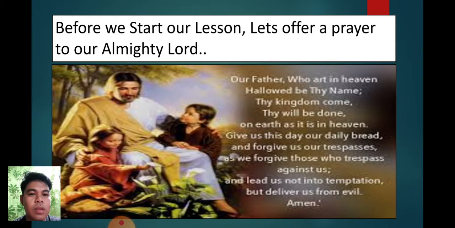Before we go to our topic, we offer our small prayer to our Almighty Lord. Our Father who art in heaven, hallowed be thy name. Thy kingdom come, thy will be done on earth as it is in heaven. Give us this day our daily bread, and forgive us our trespasses as we forgive those who trespass against us. And lead us not into temptation, but deliver us from evil. Amen.